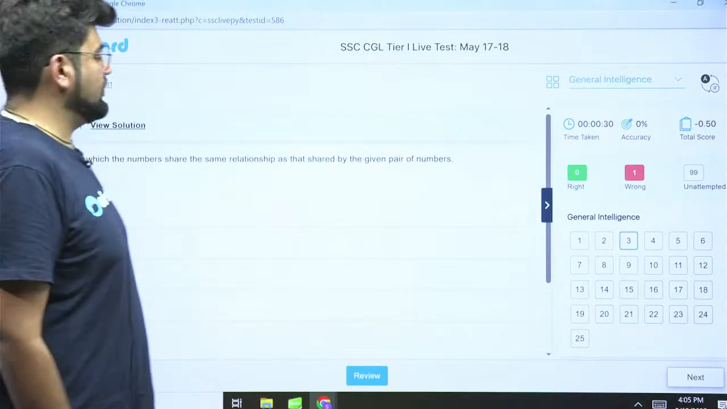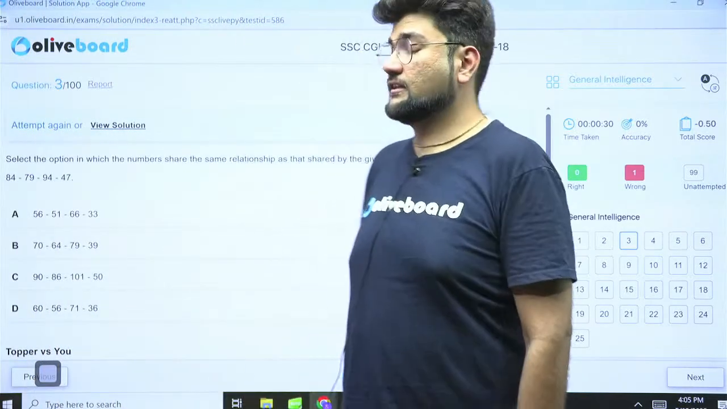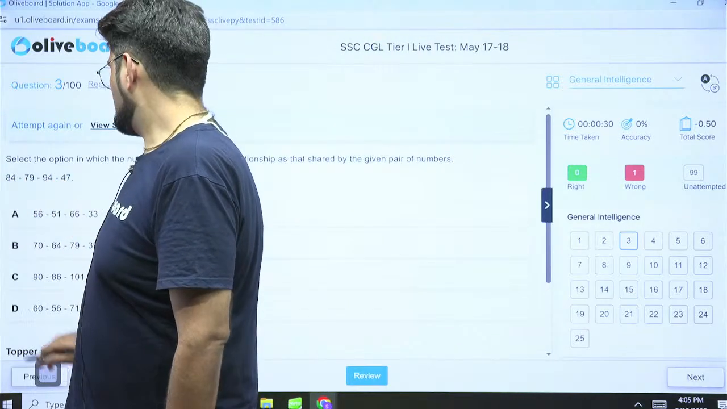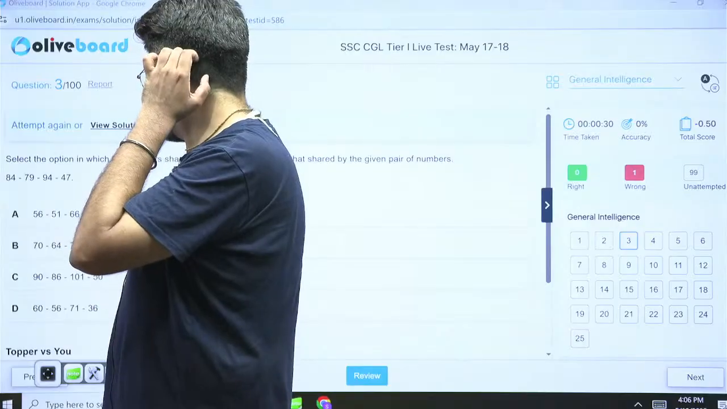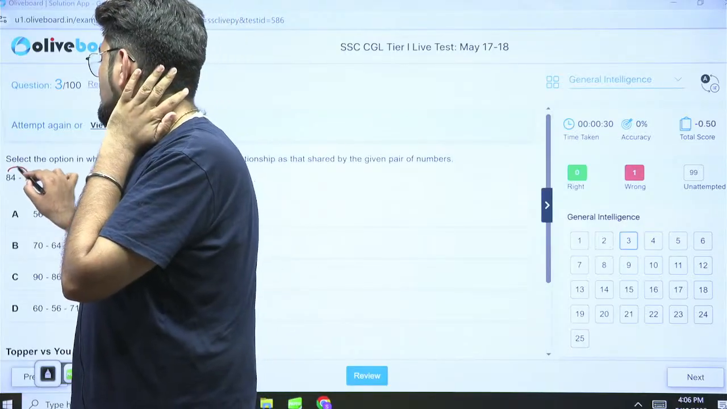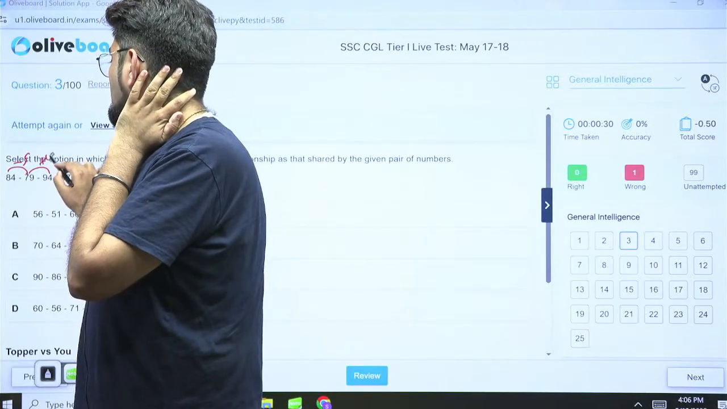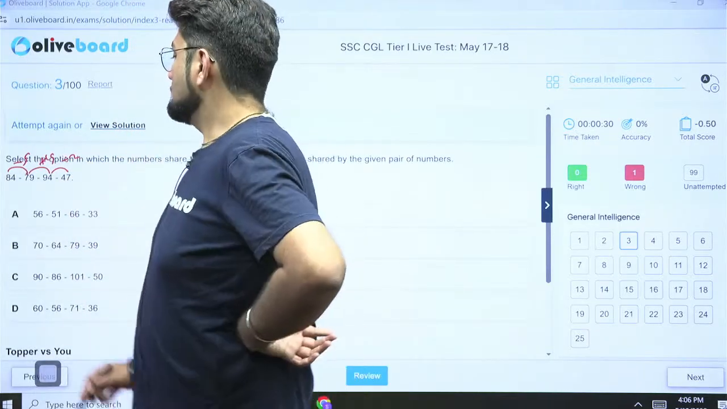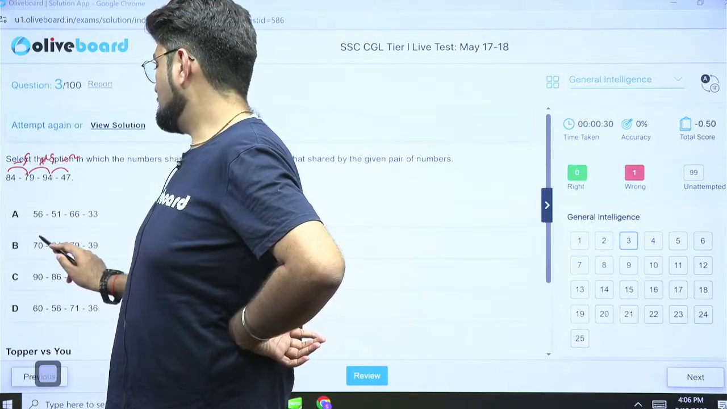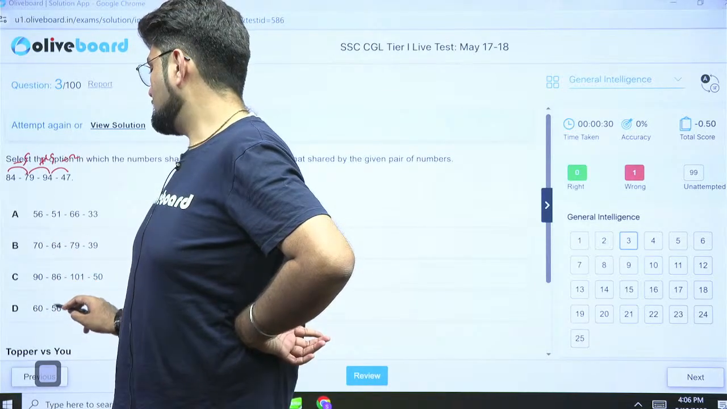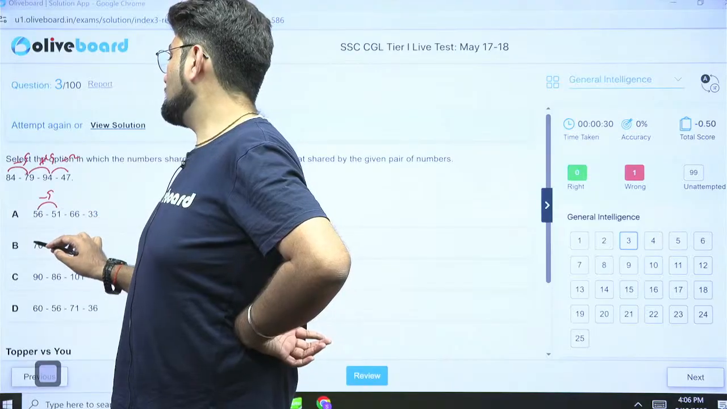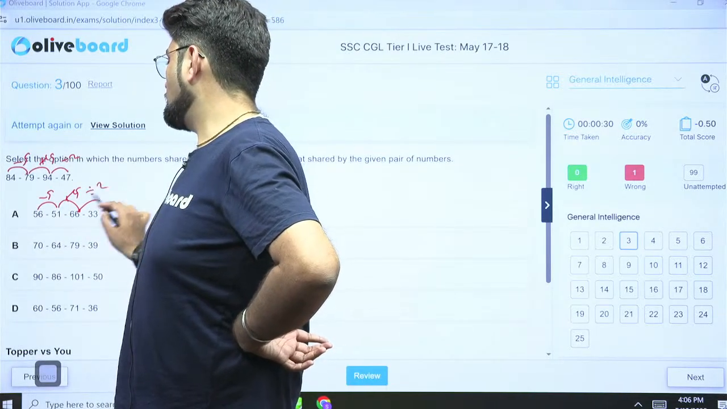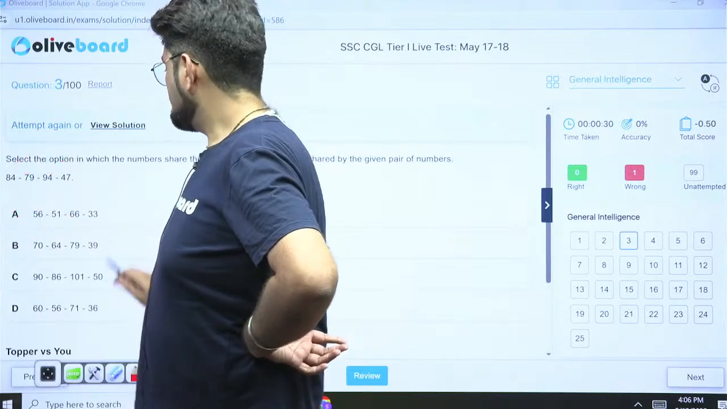Now you just need to check which set of numbers share the same relationship. If you observe what is happening here, this is minus 5, plus 15 and divided by 2, isn't it? That's the logic which is happening here. Can we see it anywhere else? Minus 6, minus 4, minus 4, minus 5. Is it? Plus 15, does it work? Yes, and divide by 2. Yes, absolutely. So option A is the correct answer.